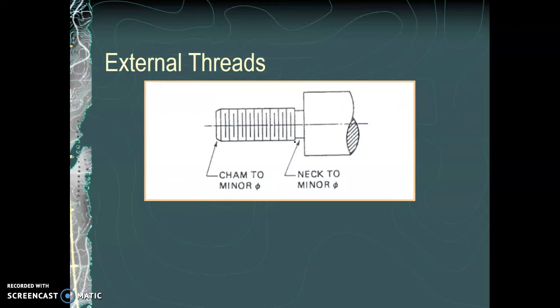Okay, so here's an example of some external threads being shown with the schematic type of representation. Oftentimes, fasteners, bolts, screws, they do have a chamfer at the end. That chamfer helps with assembly. And they may have a neck as well to allow for flush mounting of the head against the surface upon which the hole is drilled.